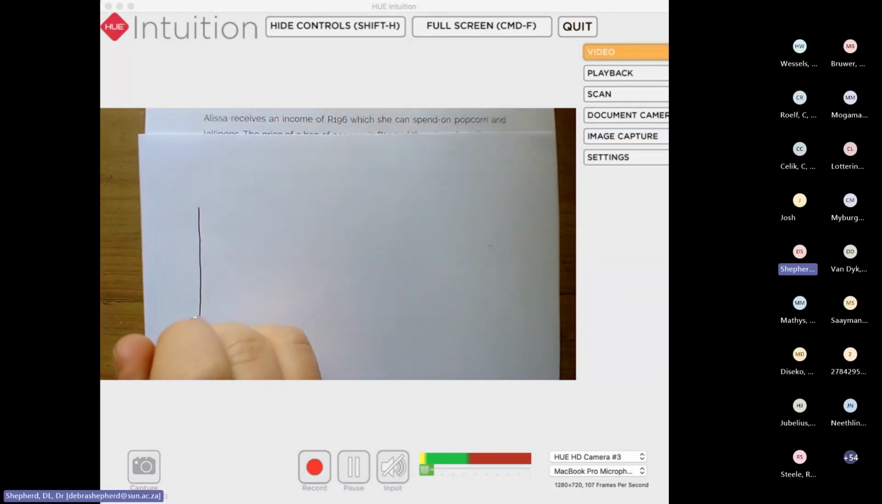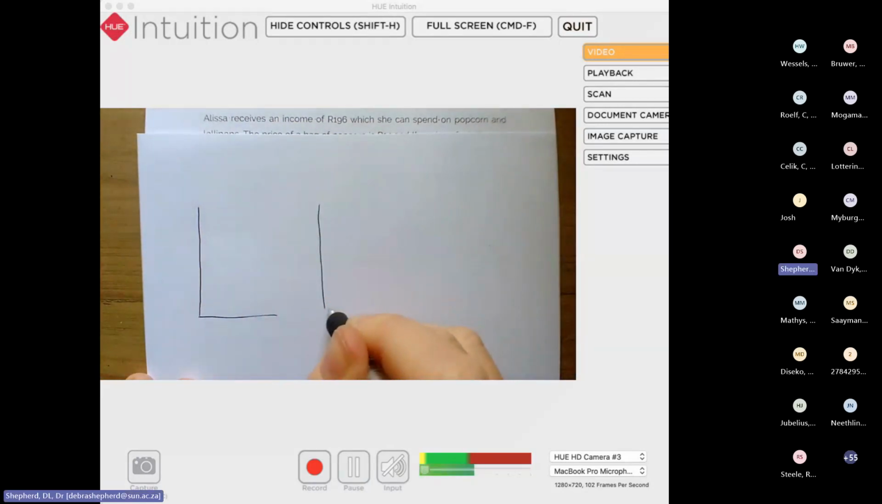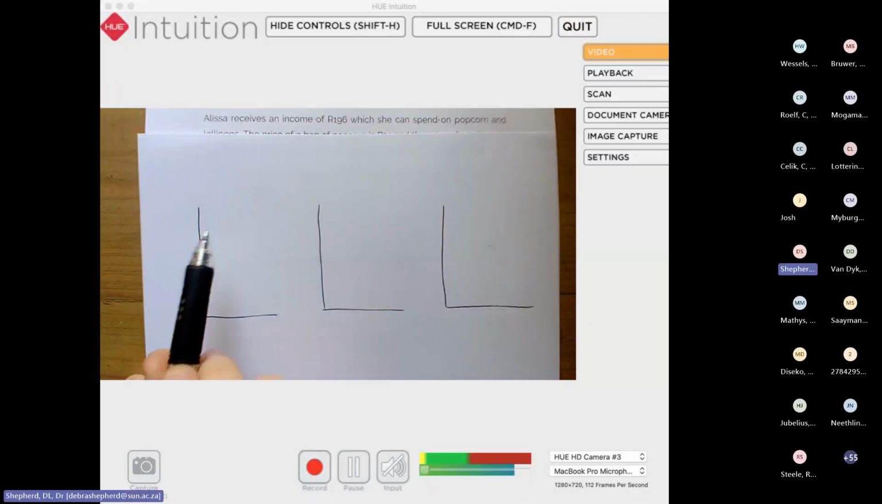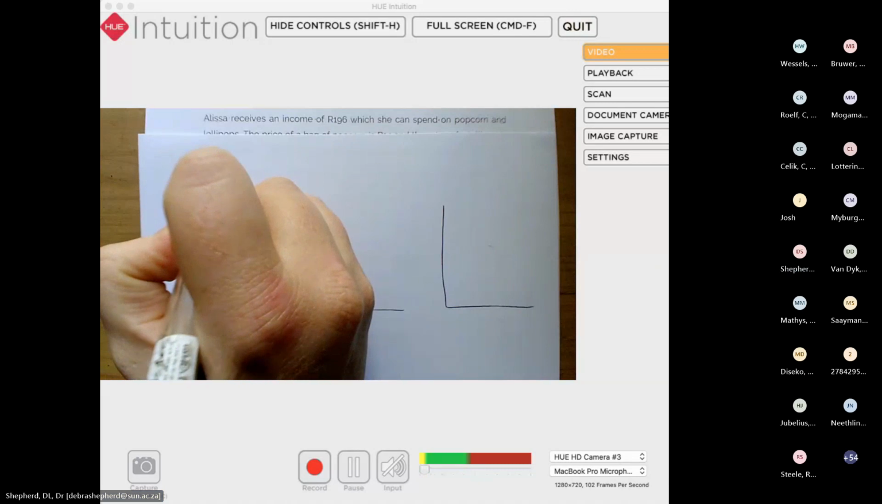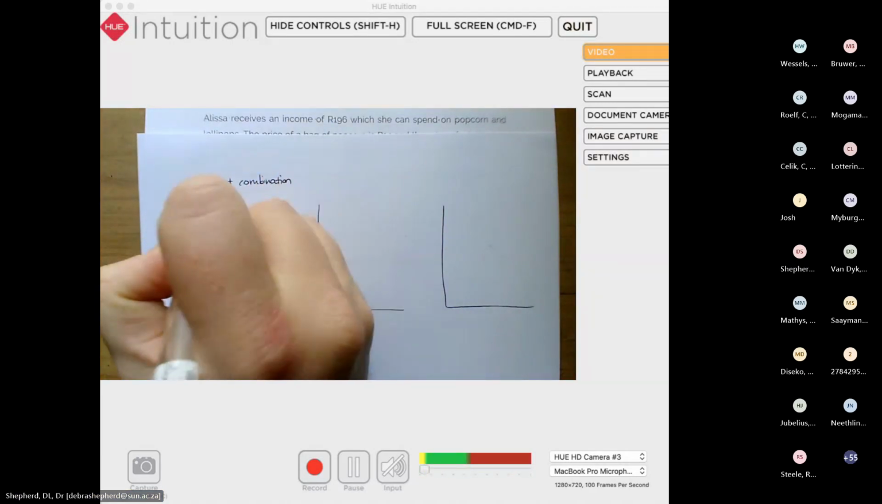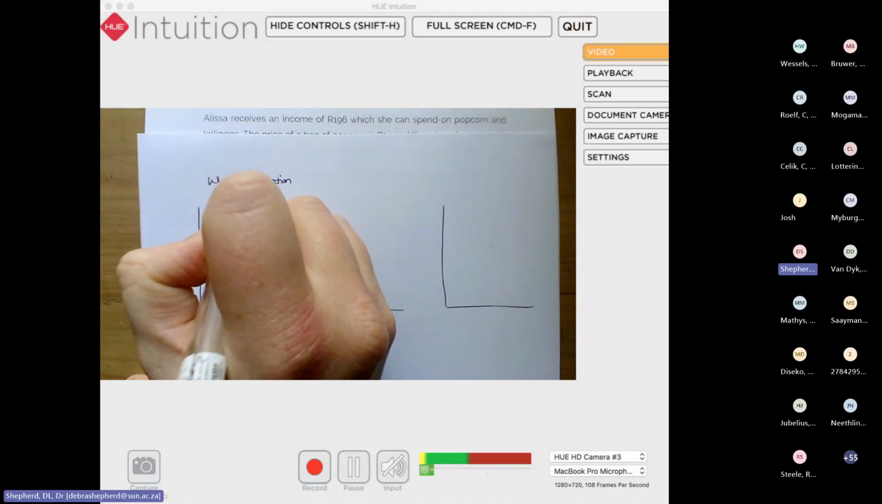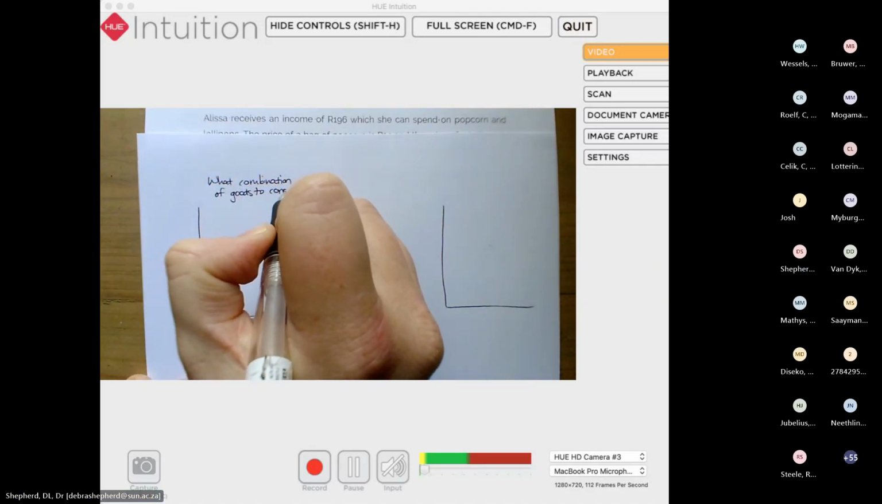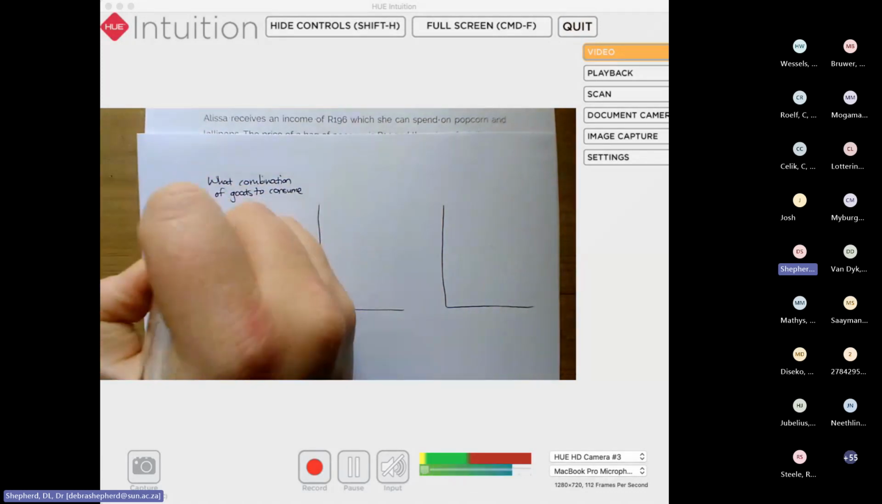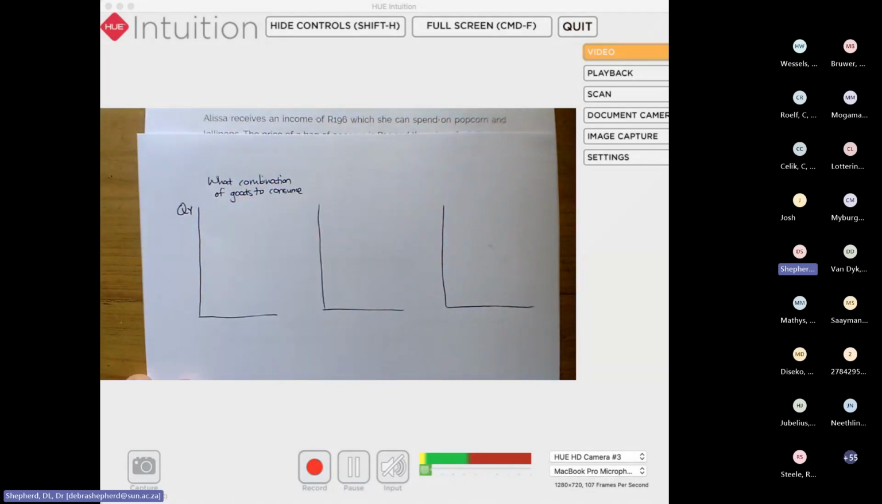Unit, we have the following 3 problems. So the first problem is, what combination of goods to consume? In this problem, what we have is the quantity of some product, I'll call it product Y, on the vertical axis, and we have a quantity of some other product, product X, on the x-axis.